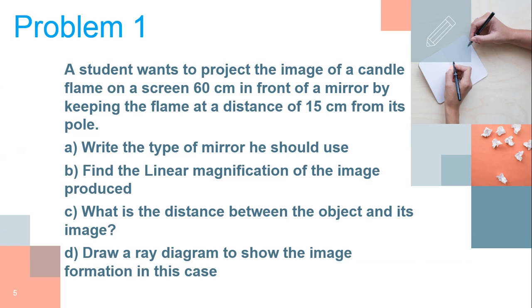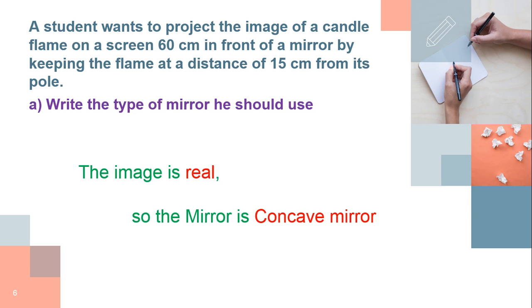So, first problem: a student wants to project the image of a candle flame on a screen 60 cm in front of the mirror by keeping the flame at a distance of 15 cm from its pole. It has four subdivisions. We discuss one by one. First one, write the type of the mirror he should use.